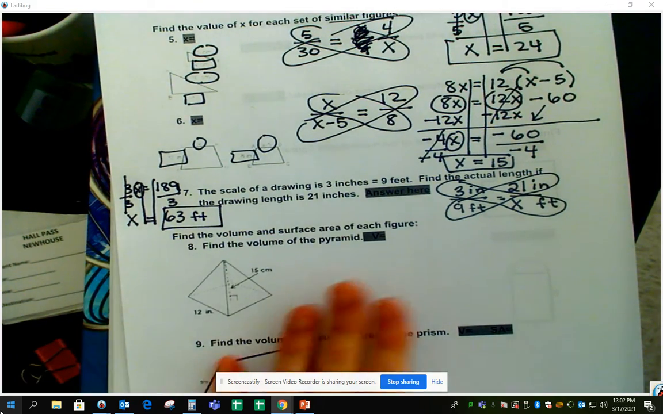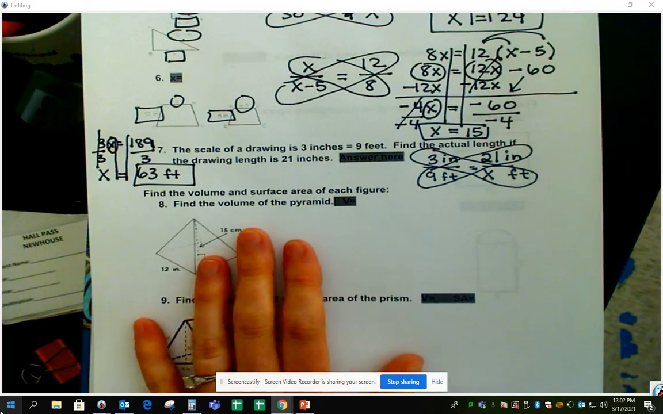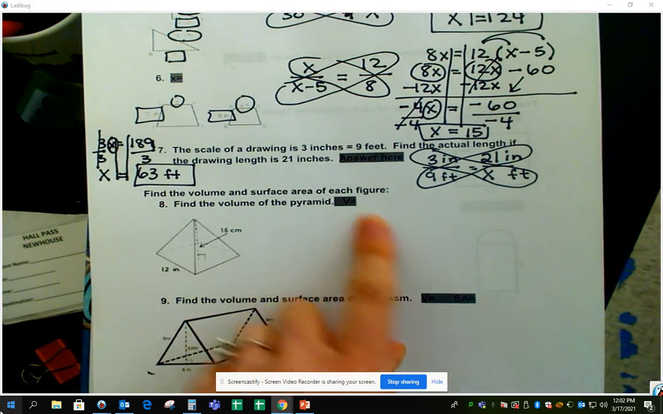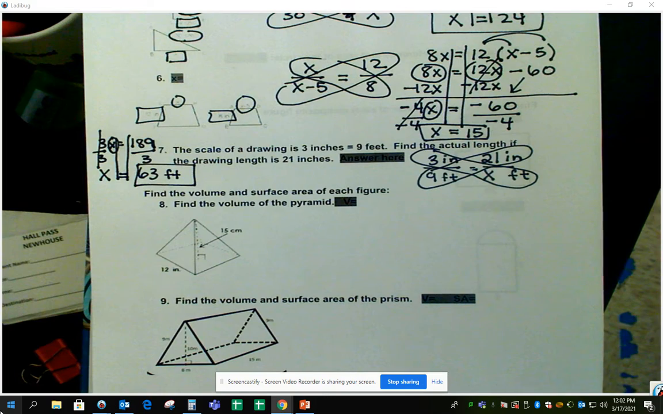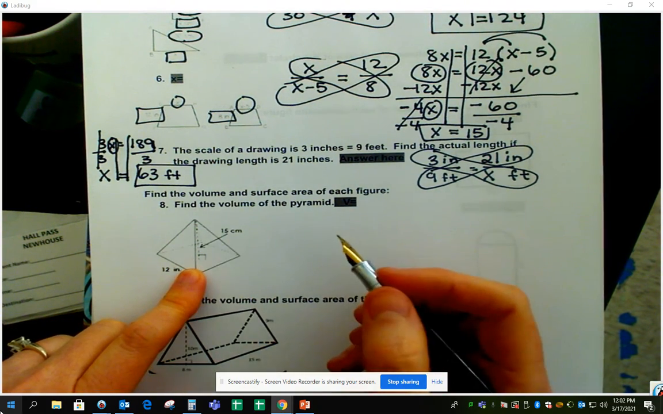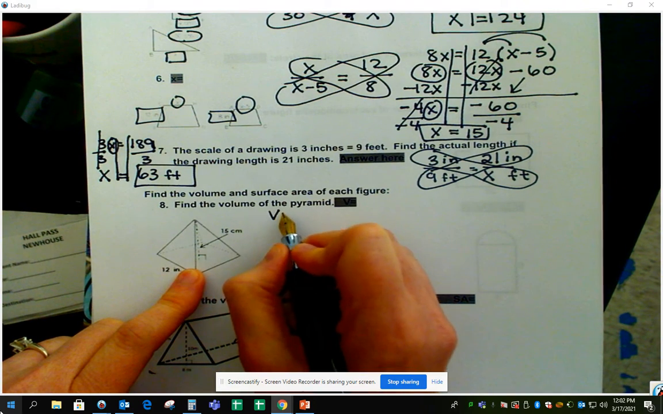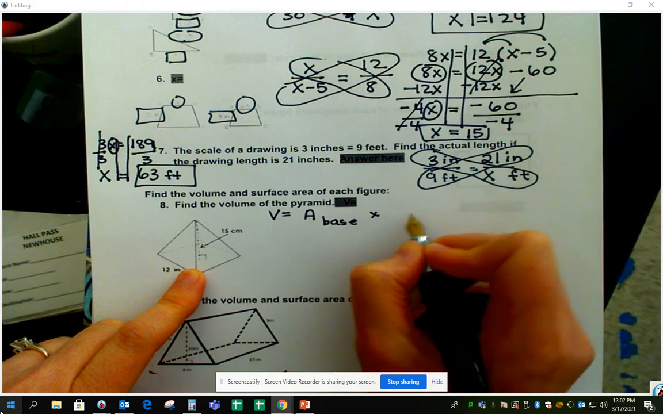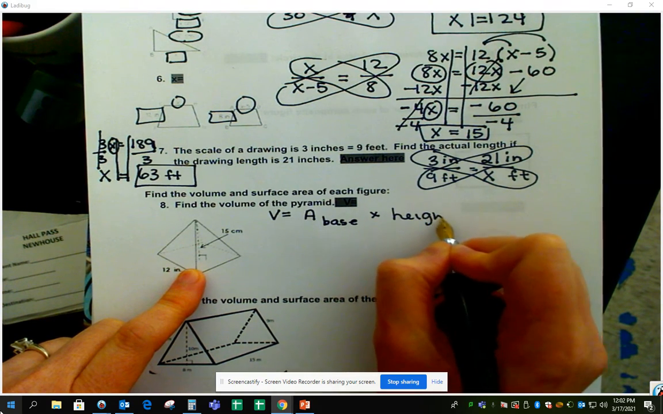Okay, now we're going to go on to finding the volume and surface area of each figure. Make sure that you just look for what's given. It's not always both for each one. So this one says find the volume of the pyramid. So remember, volume is the area of the base times the height, no matter what figure you're looking at.